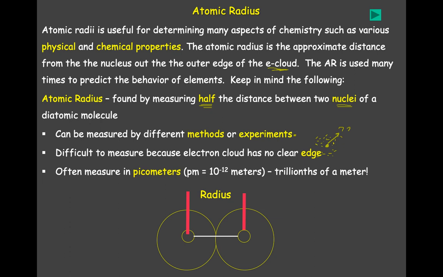So if you take a look at how we actually do this, you're going to see the nucleus in the middle here, which would be a positive charge in the middle. We look at both atoms, take a ruler and measure the distance between the two nuclei, and then we cut that in half. If you cut half of that, that would be the radius here. It would be that distance there.